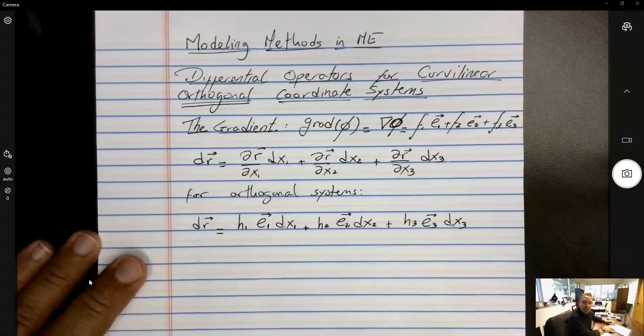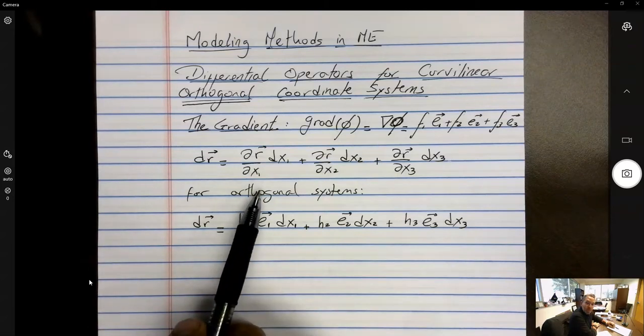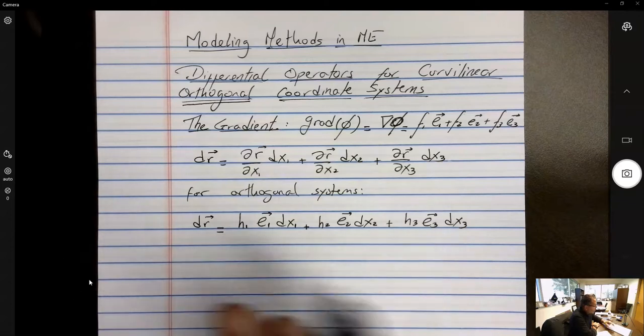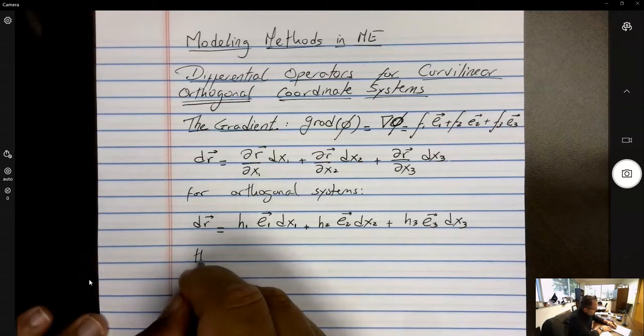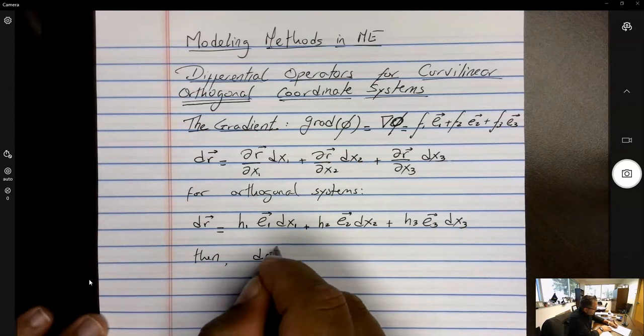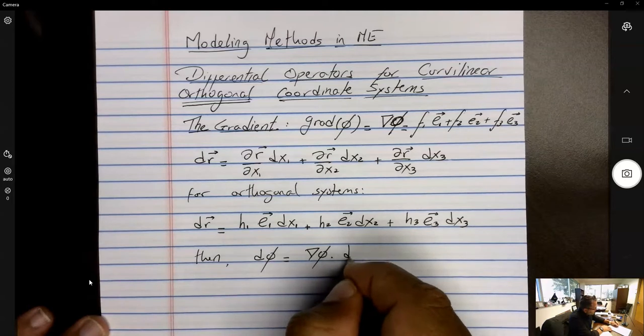You go back to the notes where we derive this differential position vector for curvilinear coordinates. You'll find that it works out to be a function of the scale factors h1, h2, and h3, which, remember, only exist for orthogonal systems. h1, h2, and h3 do not exist unless the system is orthogonal. It makes no sense to take the square root of the diagonal members of the metric tensor, because you also have the off diagonals. So these only exist in this case. So then, the differential of phi is the gradient of phi dotted into dr.